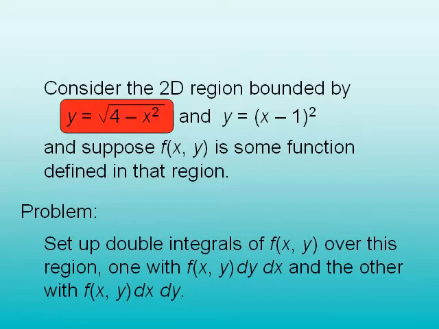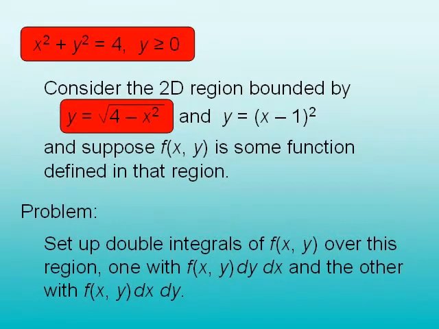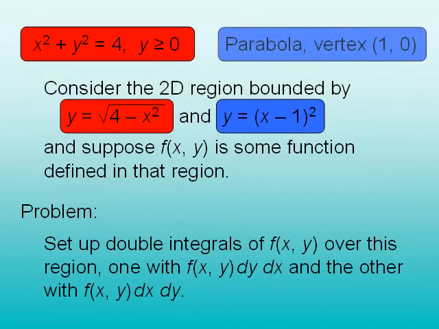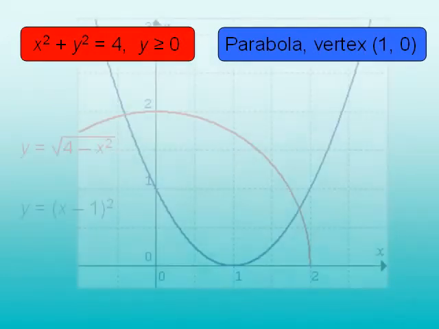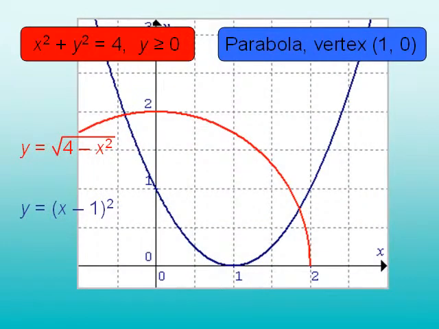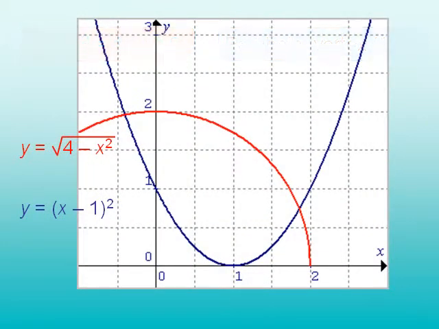First, realize that y equals the square root of 4 minus x squared is a semicircle of radius 2. It is equivalent to x squared plus y squared equals 4 with y non-negative. In addition, y equals (x minus 1) squared is a parabola with vertex at (1, 0). The graphs of these functions look like this. The region bounded by these two curves is shaded here.